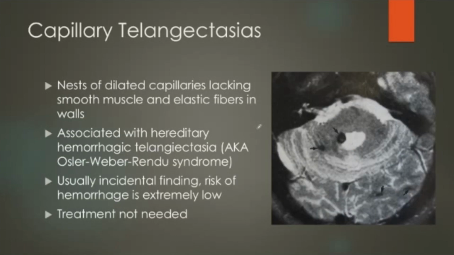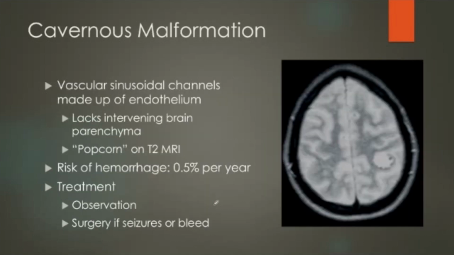Capillary telangiectasias are nests of dilated capillaries without smooth muscle and elastic fibers in their walls. They're associated with hereditary hemorrhagic telangiectasia, which is associated with telangiectasias located throughout the body. This is usually an incidental finding, and the risk of hemorrhage is extremely low. Therefore, treatment is also not needed.